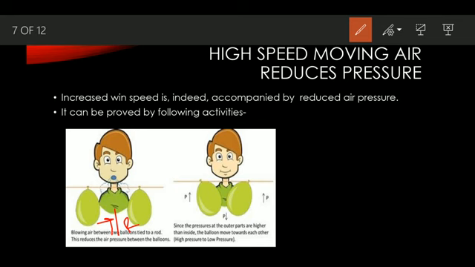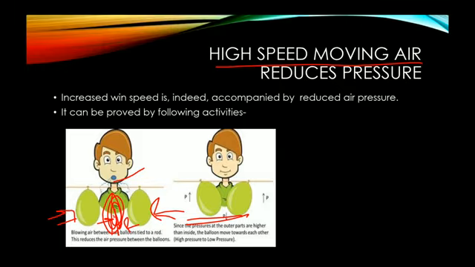When you blow the air, the speed of air increases. If the speed of air increases in this area, it will create a low air pressure zone. As you know, the air pressure outside will be high, so this pressure pushes the balloons towards each other, and you will see that the two balloons come closer compared to before. So by this activity we can say that high speed moving air reduces air pressure.